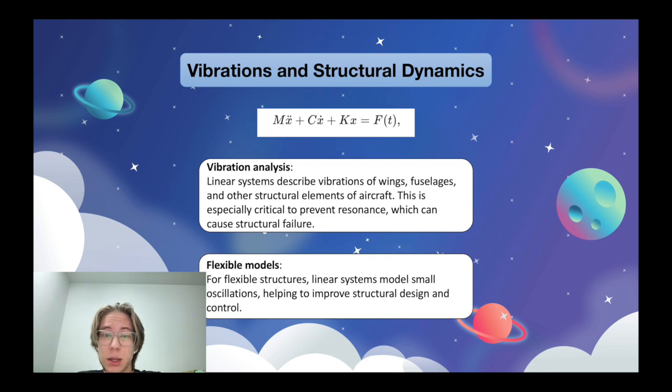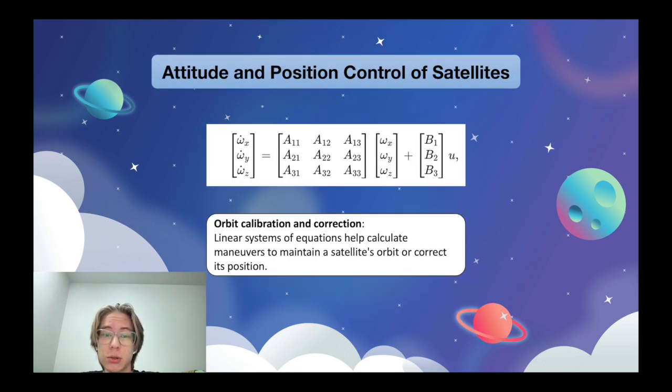Next one is satellite attitude and position control. Satellites and spacecraft use reaction wheels and gyroscopes for attitude control. Linear systems describe the rotational dynamics of a satellite, aiding in the development of control algorithms such as orbit calibration and correction. Linear systems of equations help calculate maneuvers to maintain a satellite's orbit or correct its position.